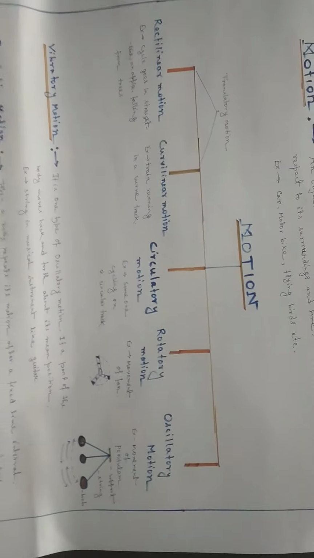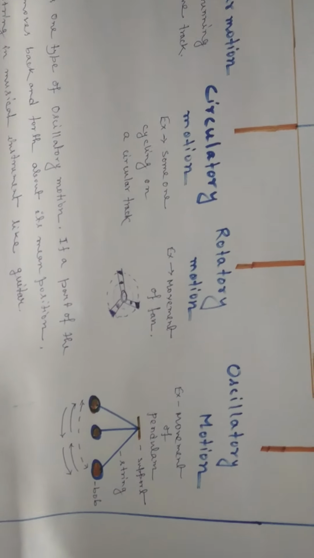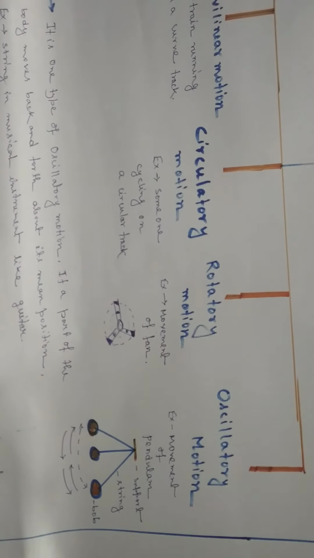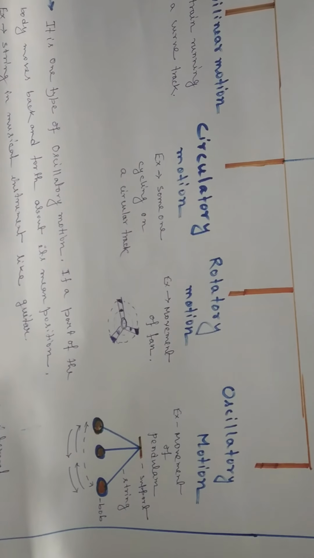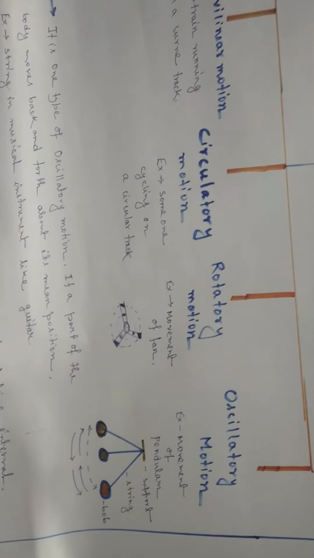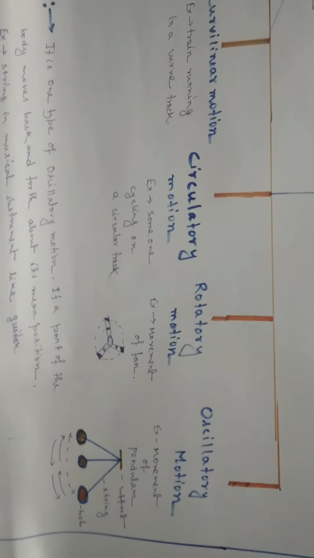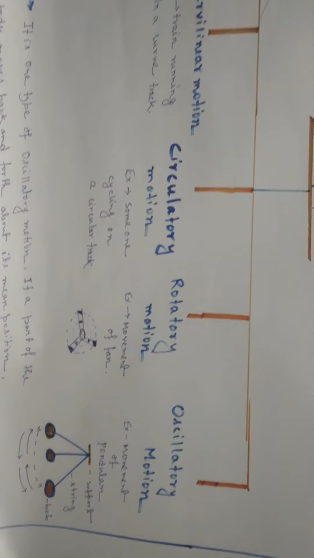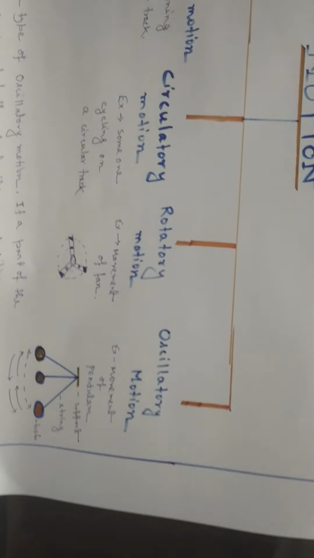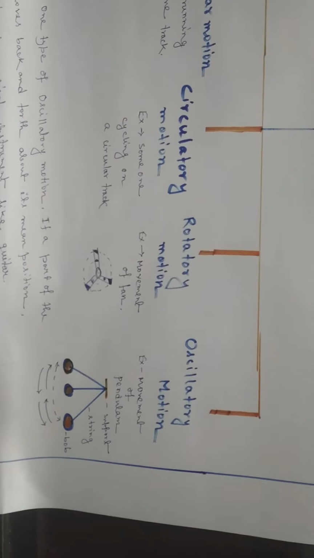Now comes circulatory motion. Circulatory motion is easy. If an object follows a circular path, then you can say it is in circulatory motion. If the object follows a circular track or a circular path, then you can say the object is in circulatory motion. Like if someone is cycling along a circular track, then you can say that person is in circulatory motion.